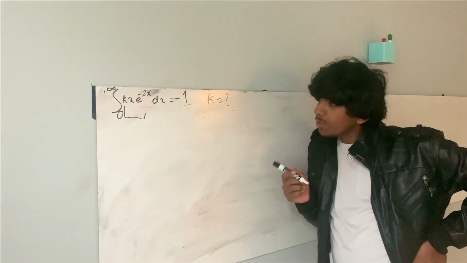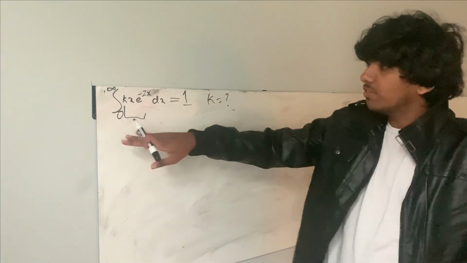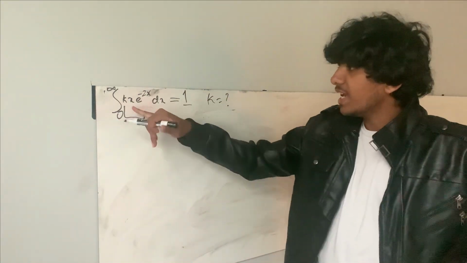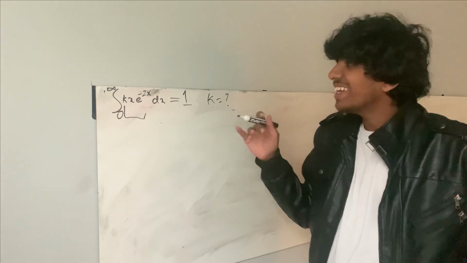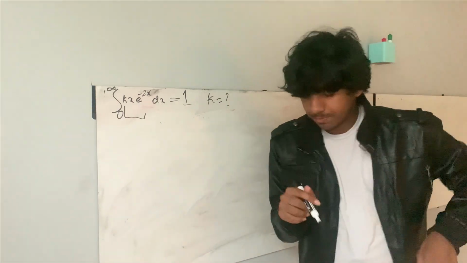Okay, so the first one, we have this clever expression. We know that this integral from 0 to infinity of kx e to the negative 2x dx has to equal 1. And the question is, what is k?